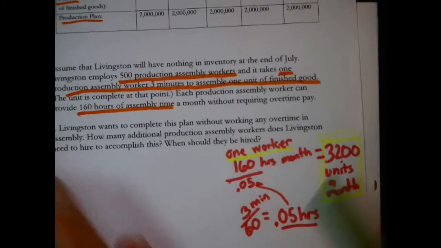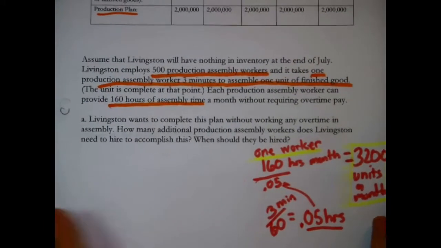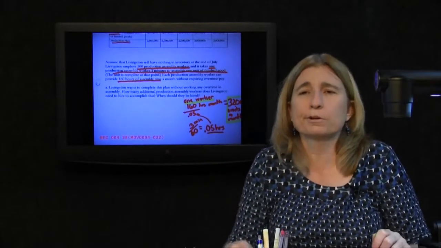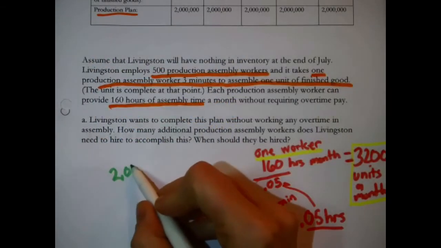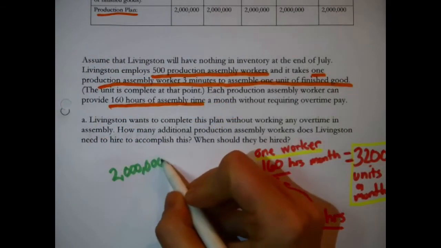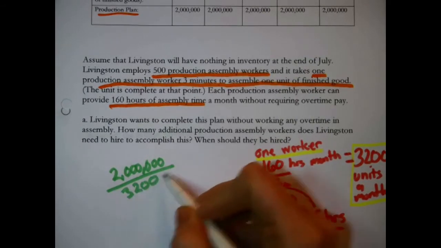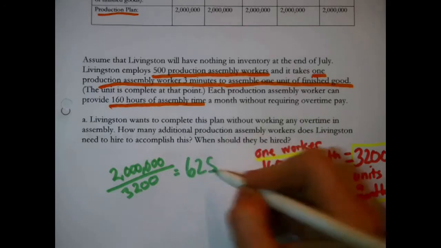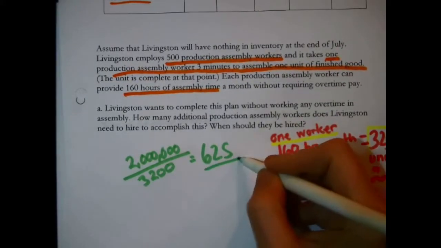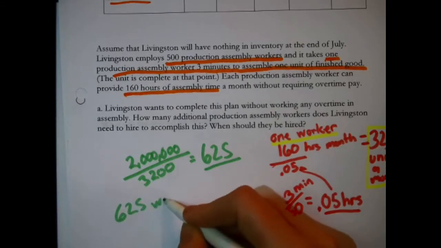Why is it important? We're trying to answer this question, right? How many additional workers do they need? Next, let's figure out, it's just logic, how many workers do they need overall? Well, that would be the 2 million that they want to make each and every month, divided by what I just found out, each worker can provide 3,200. I did that and I get 625. Good number. What is that? 625 workers needed.